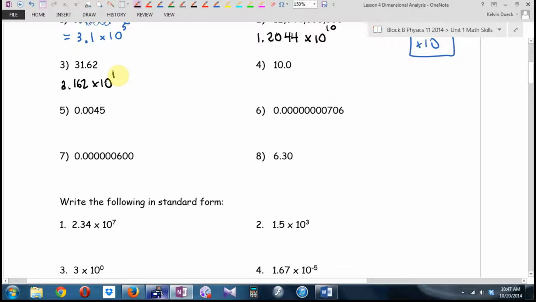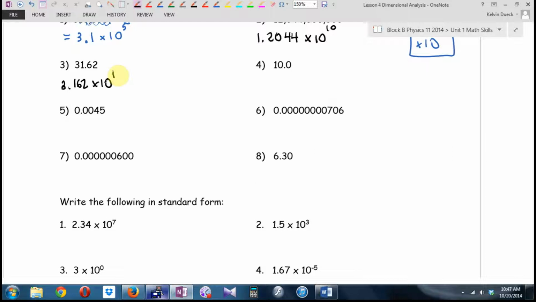Anything up to about 10,000, I usually just write out. Scientific notation, to me, was meant to be a shortcut. On your test, I will occasionally order you to write a short number in scientific notation. After this unit, we'll use scientific notation when it's less writing. We'll use the full written out version when it's less writing.